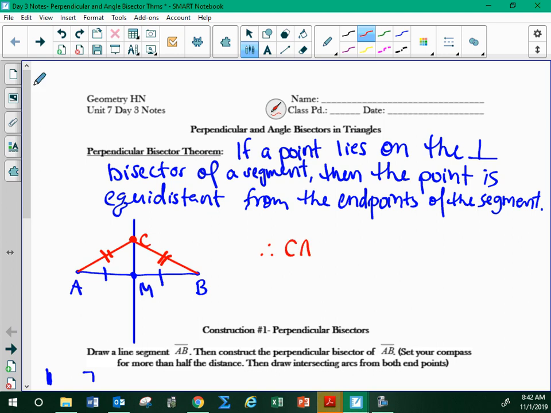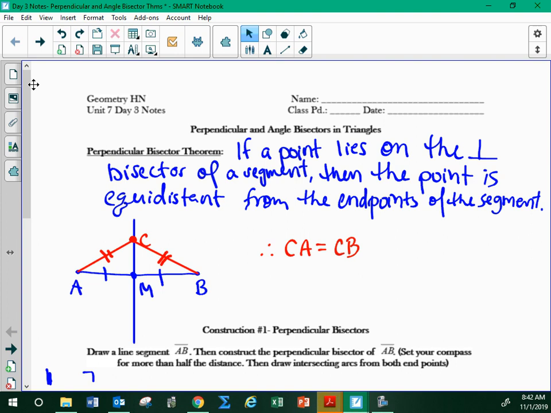So the measure of CA is equal to the measure of CB. Now, as you can see, this didn't make a triangle, but this is true for any point on there. So you can kind of imagine as you go closer, further away, it's even true for down below.